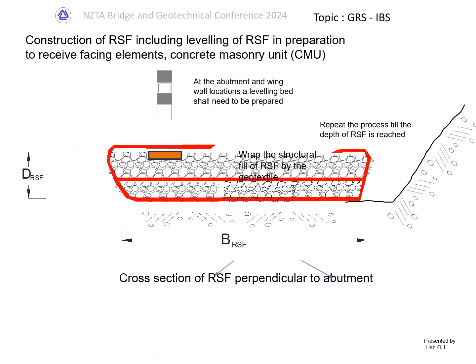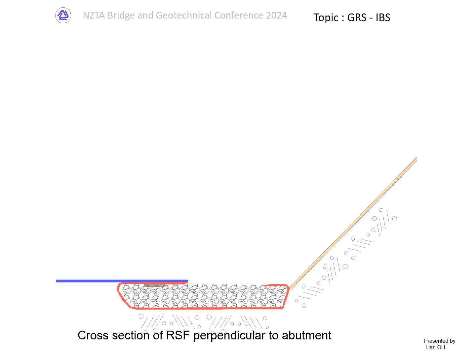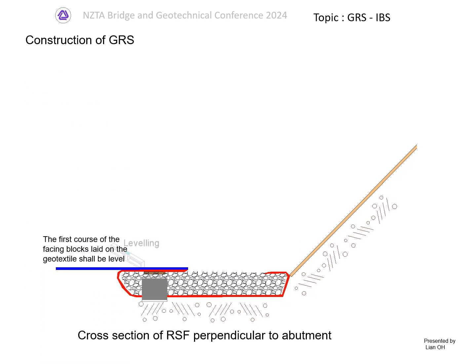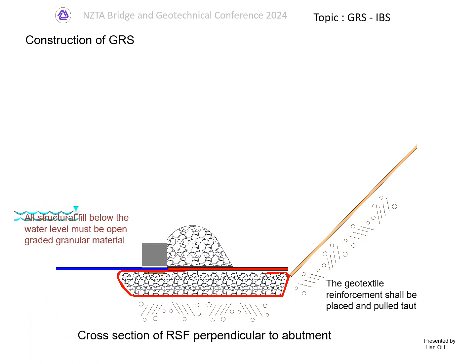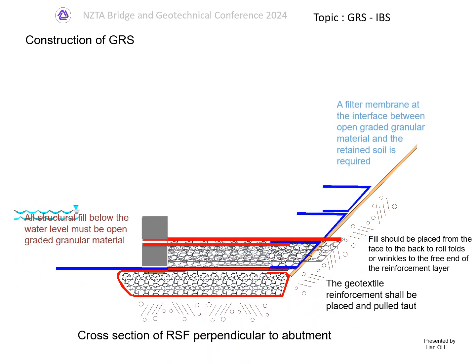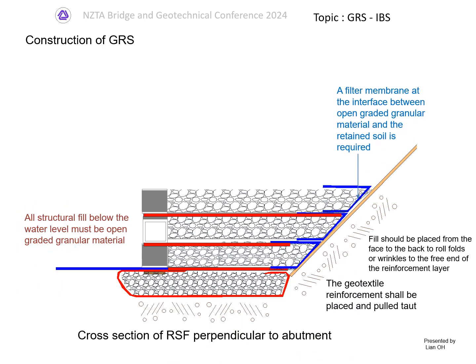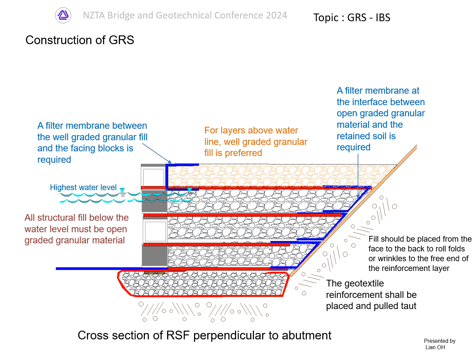This is followed by wrapping the top layer of the geotextile to enclose the reinforced soil foundation and the installation of the rock geotextile apron. The first course of the facing block shall be laid level. This is followed by the base reinforcement. The structural fill below water level shall be open graded, and the fill shall be placed from the front face to the back. A filter membrane between the open graded fill and the retained soil shall be required. The fill above water level shall be well graded with a filter membrane at the facing block interface.